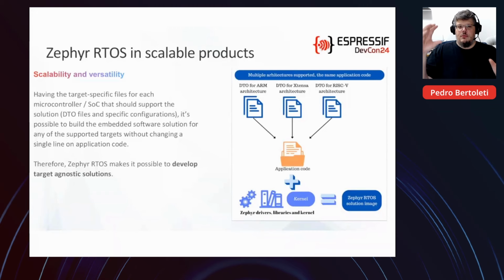So you can modularize and, how can I say, isolate the hardware specific features from the application. Having target specific files for each microcontroller or SoC, as I said before, it's possible to build the embedded solution for any supported target you want without changing a single line of application code. It's very nice, and it saves you a lot of headache when porting products from another architecture or another SoC.